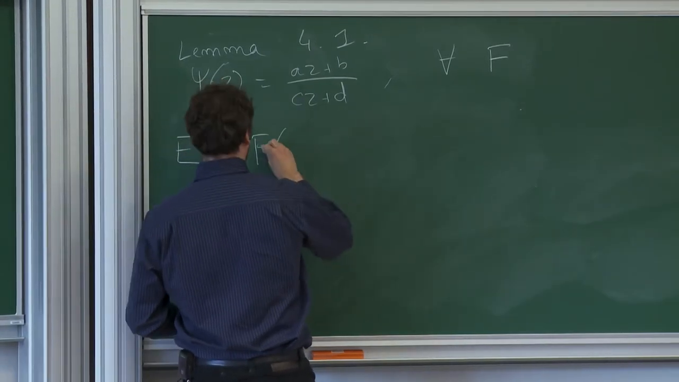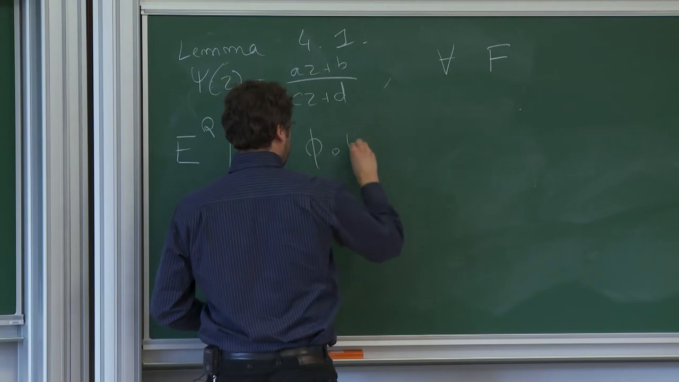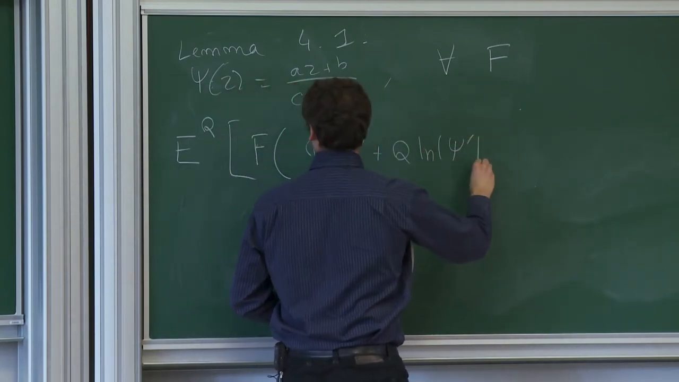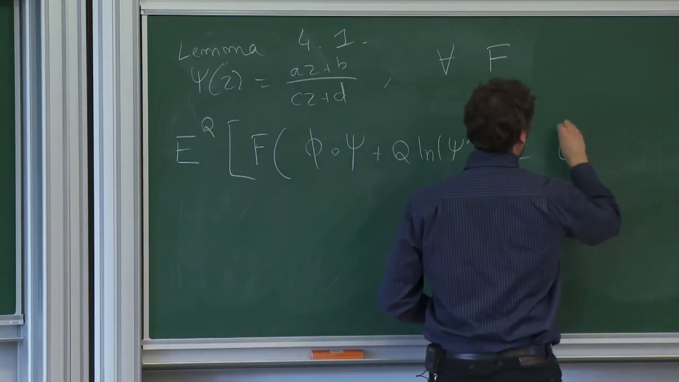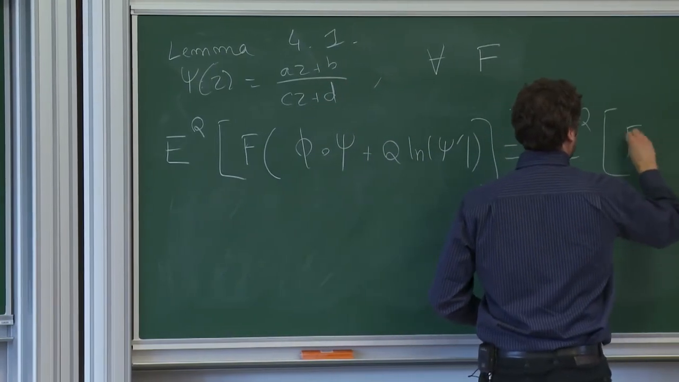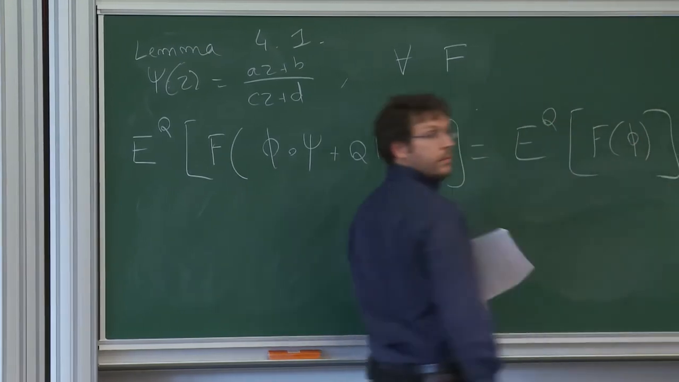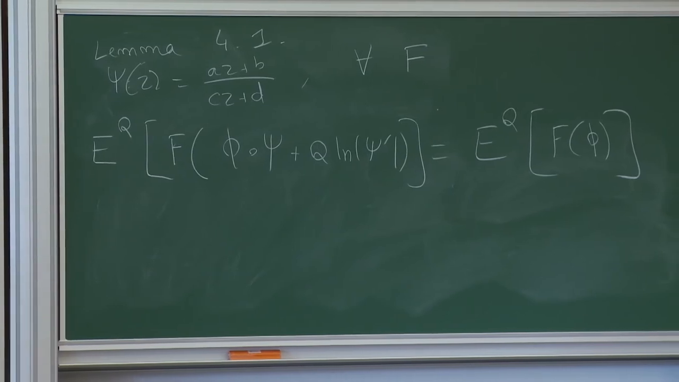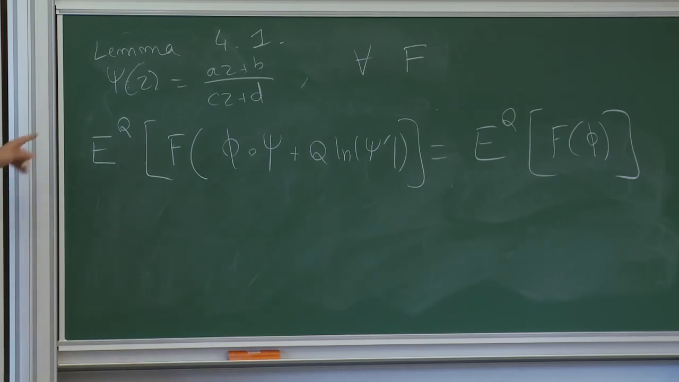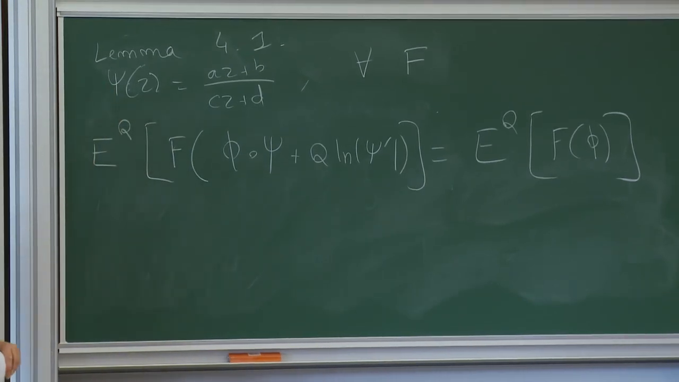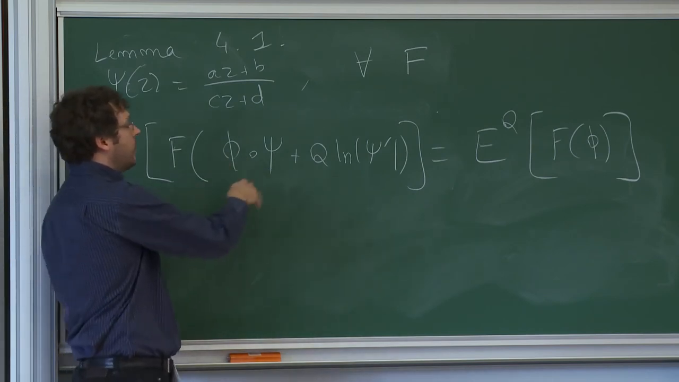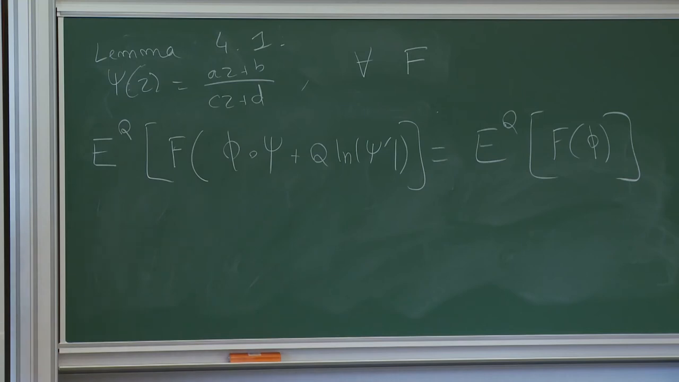then if I look at my Liouville field, and I apply Möbius and I add q log psi prime, this does not change. It's the same thing. So I get the change of coordinate formula that is well known to physicists in Liouville quantum gravity and Liouville theory, that if I apply a Möbius, this is the conformal invariant statement around the Liouville field theory.